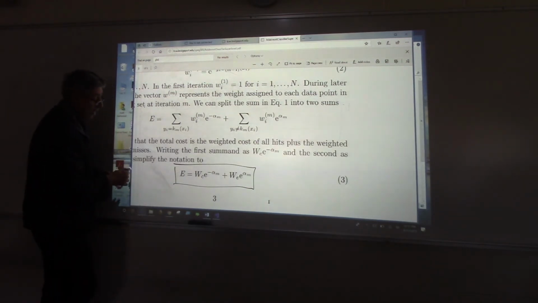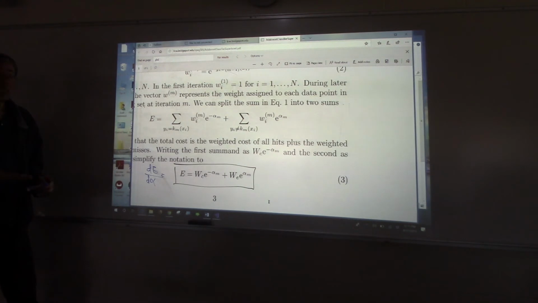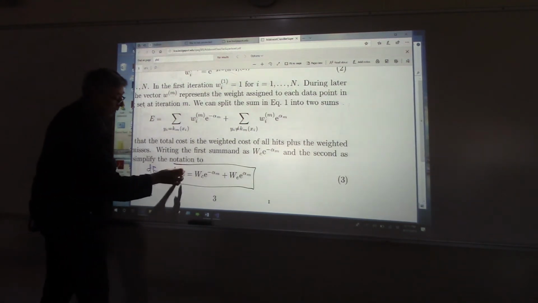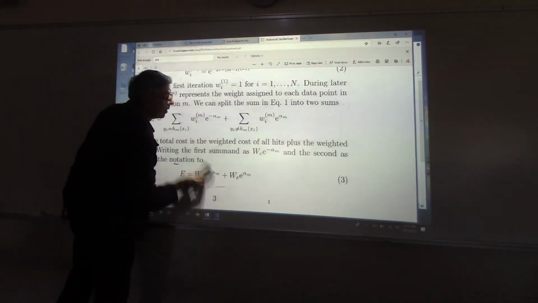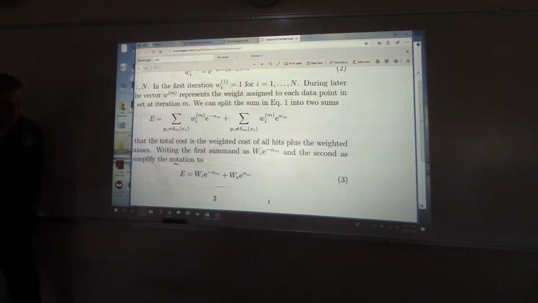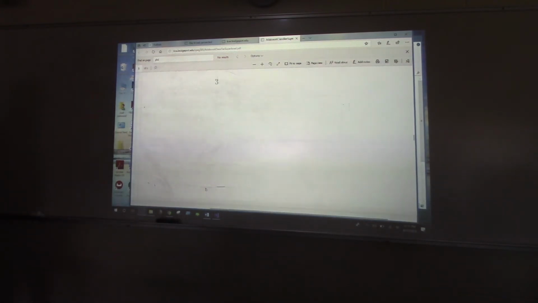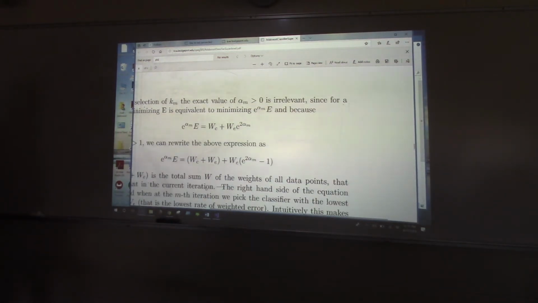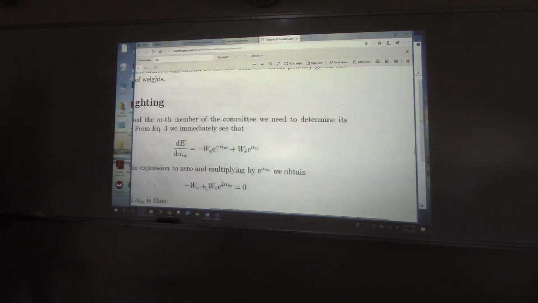Anyway, if I took dE over d alpha and set it equal to 0, won't we be able to figure out the value of alpha? We already know WC is basically the sum of these, so let's go and see that derivative.